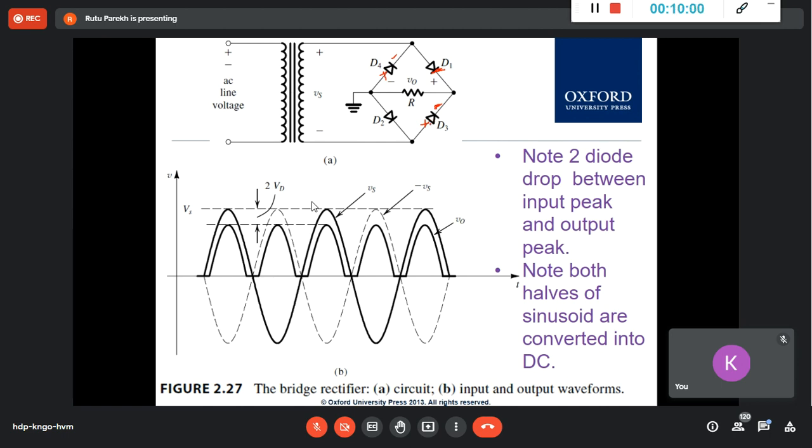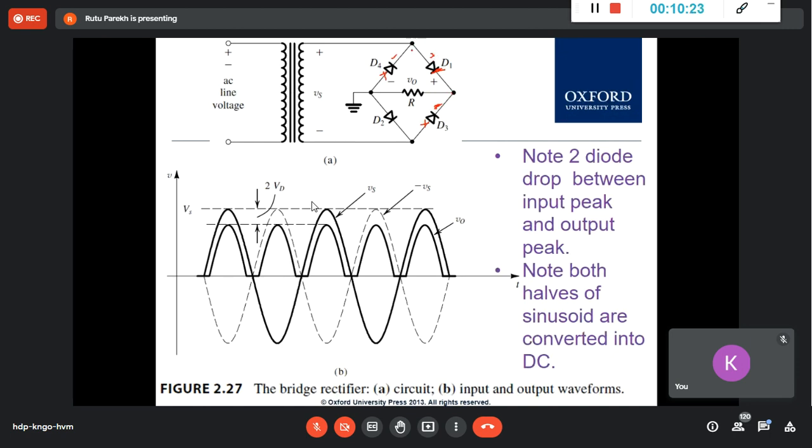Positive is A, the anode, and C is the cathode. So positive is A, then negative is the cathode, as you can understand. Now if this is plus, so forward bias, then when this is plus and this is already minus, this guy will be forward biased.